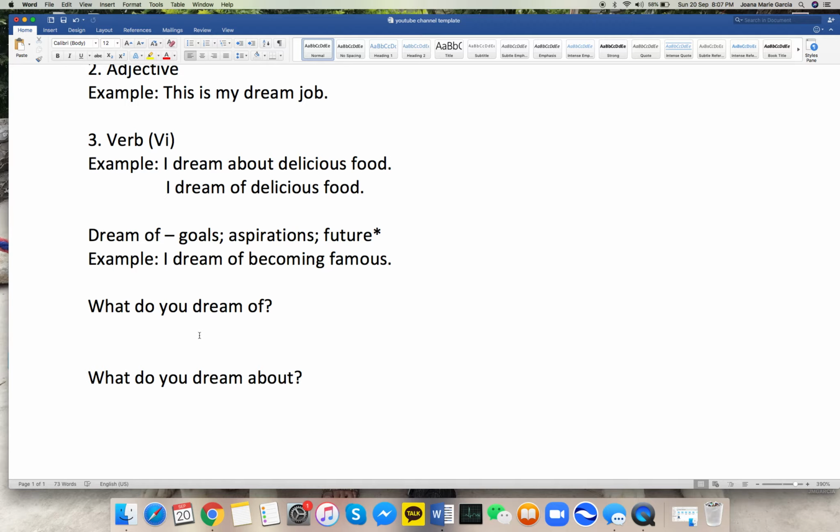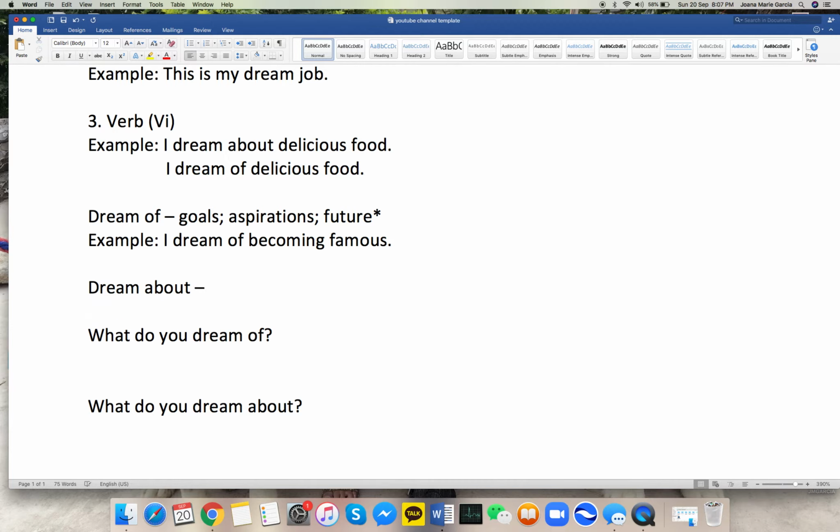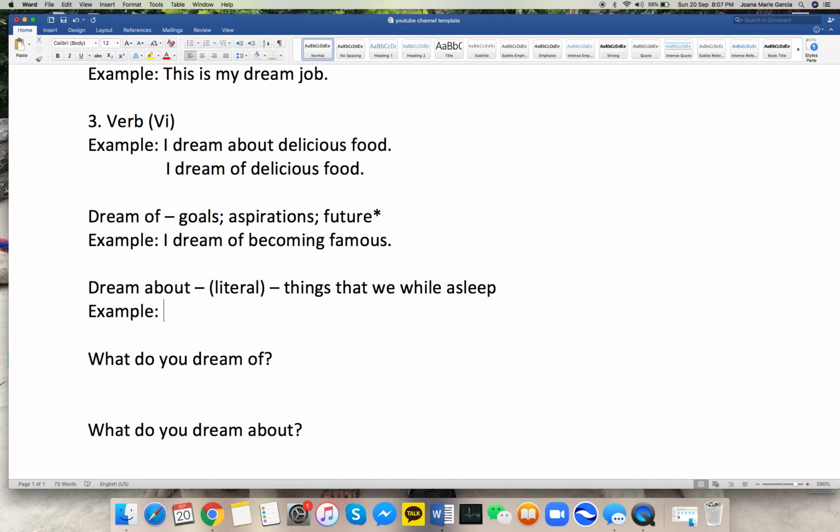And then whenever you use dream about, this is the literal meaning. We use this when we talk about the things that we see while we are asleep. For example, when I was young, I used to dream about monsters. It means while I was sleeping when I was young, I could see monsters in my dreams.